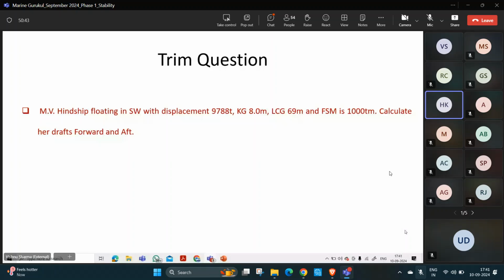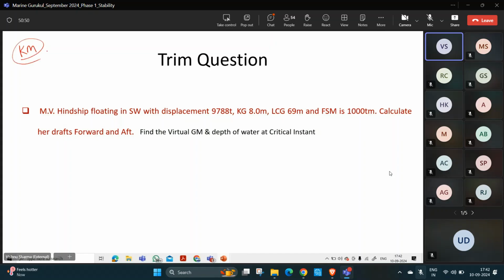Correct? Yes, sir. So when you are taking Km, you are taking Km at the critical instant. When you know the displacement or draft at the critical instant, you directly take Km for it. Now you will say, sir, what if I take TPC and MCTC for W minus P?